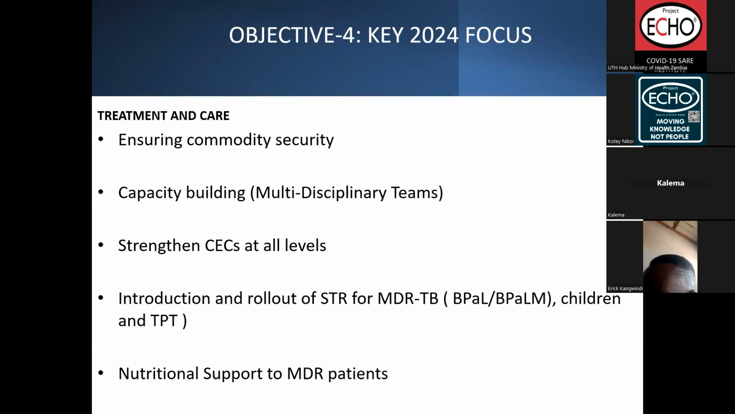Treatment and care. TB is not just a public health disease, but it also has a big clinical component, where we need to ensure the commodity supply is always maintained. And we build capacity for all our stakeholders who are involved in the fight against TB, starting with our volunteers, our health staff, where we need to manage our patients well. The CECs need to be strengthened at all levels, provincial, national, district. We need to have these CECs strengthened.